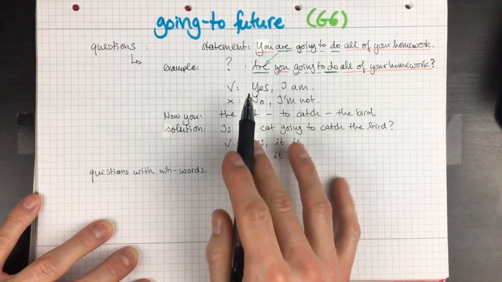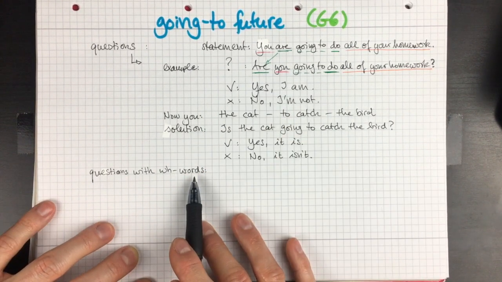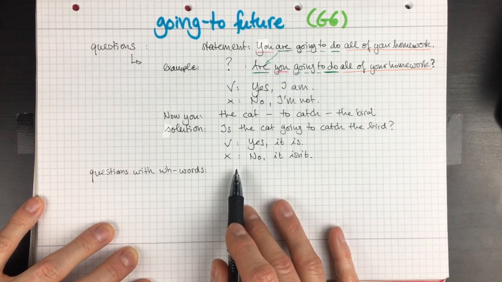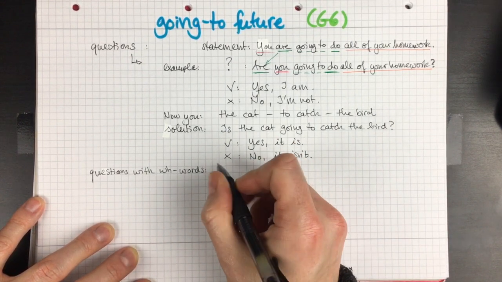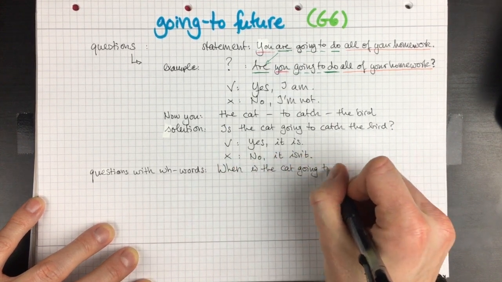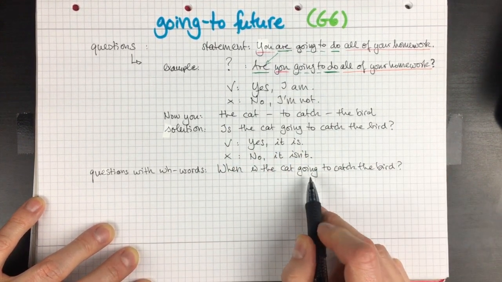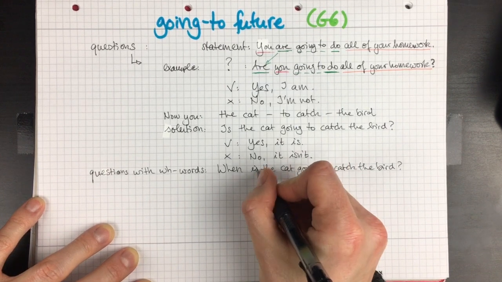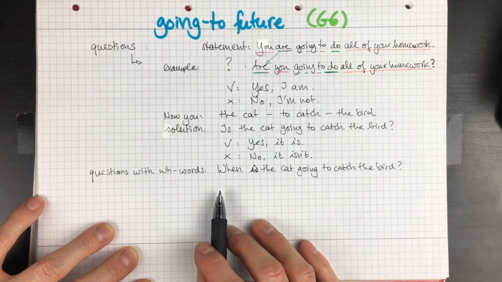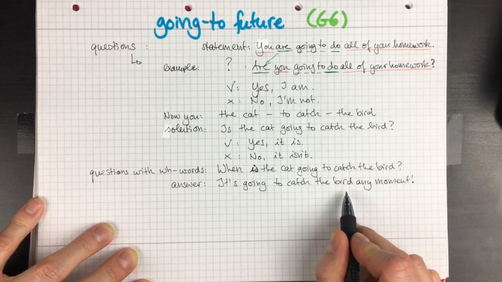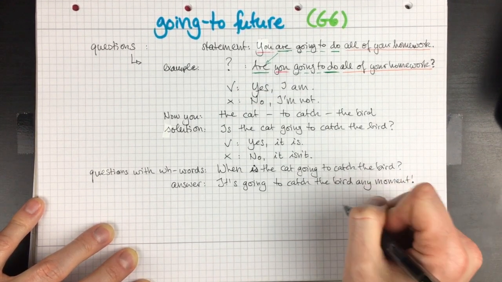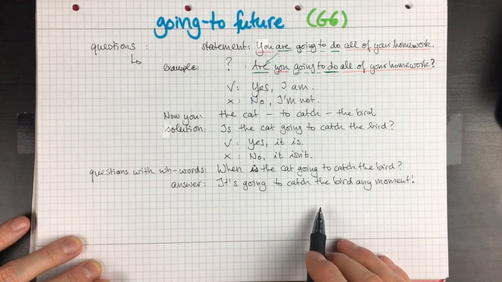Very easy if you know this. You can always put the question word just in the beginning of the sentence and the rest stays the same. So it turns into: when is the cat going to catch the bird? And then you can answer: it's going to catch the bird any moment. Quick, somebody do something. All right.